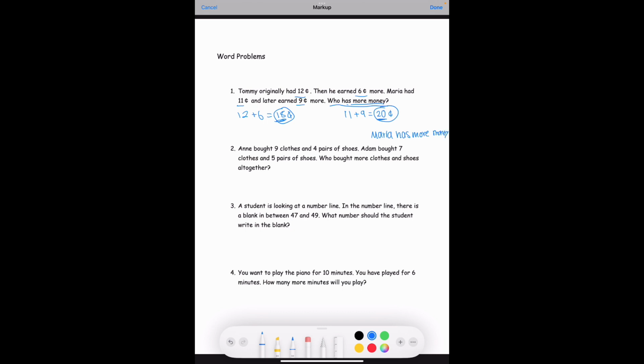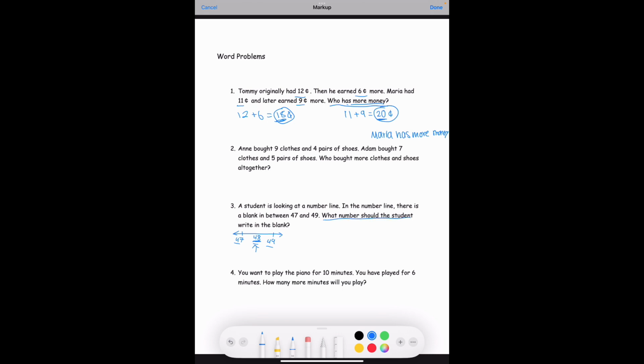Alright, let's look at number 3. A student is looking at a number line. In the number line, there is a blank between 47 and 49. What number should the student write in the blank? Alright, let's draw a number line. So there's a number line, and there's a blank between 47 and 49. So there's a blank right here, and 47 is right here, and 49 is right here. Let's count from 47 to 49 to find what the number in the blank would be. 47, 48, and 49. So 48 is the number in between 47 and 49.